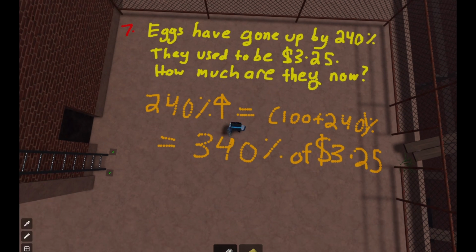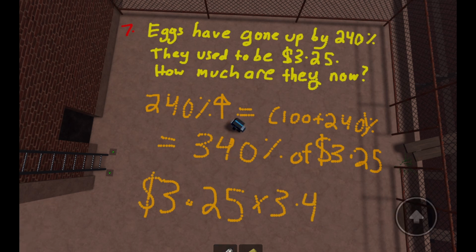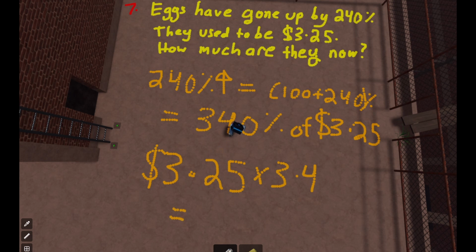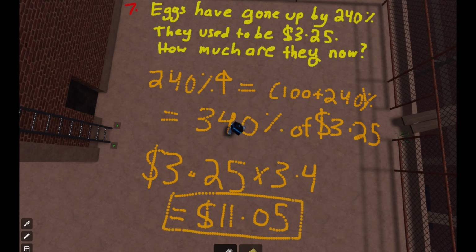Now to solve this problem, first convert that 340% into a decimal by dividing by 100. And that gets you 3.4. And then now, all you need to do is just multiply the cost, which is $3.25, by 3.4, since that's our multiplier. And if you do that, you'll get that the cost of eggs now is $11.05. Let's go to the next problem.